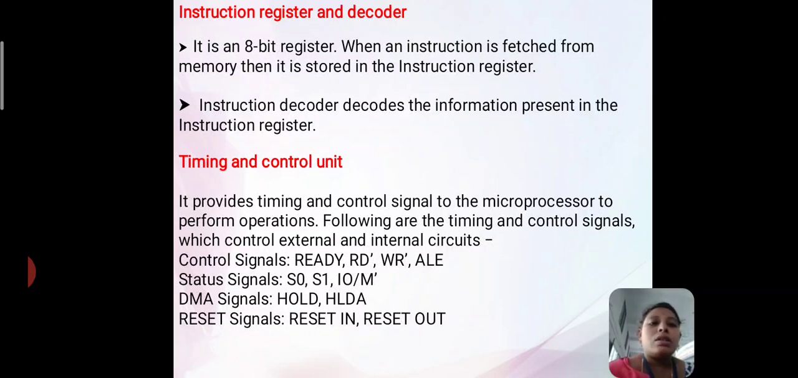Next, status signals. Status signals here are S0, S1, IO by M bar. Here IO means input or output, or memory bar. DMA signals are the hold signal and HLDA signal, where HLDA means hold acknowledgement. Next, reset signals: reset in, reset out. These are the timing and control signals to perform operations in the microprocessor.